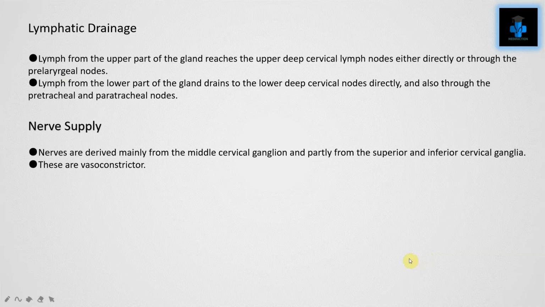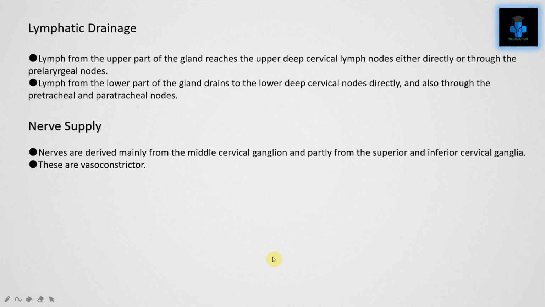Lymphatic drainage. Lymph from the upper part of the gland reaches the upper deep cervical lymph nodes either directly or through the pre-laryngeal nodes. Lymph from the lower part of the gland drains to the lower deep cervical nodes directly and also through the pretracheal and paratracheal nodes.